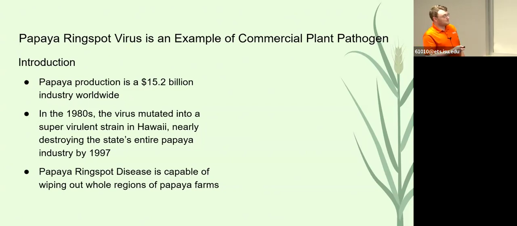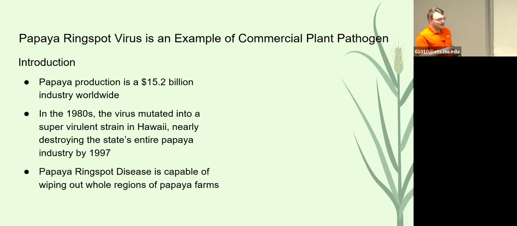So papaya production is a $15 billion industry worldwide. Who knew? A lot of papayas are produced in China, Mexico, Brazil. In the United States, most of them are produced in Hawaii. And the story that we're going to tell here is based in Hawaii as well. In the 1980s, this virus called papaya ringspot virus, or PRSV, ringspot, yes, PRSV.